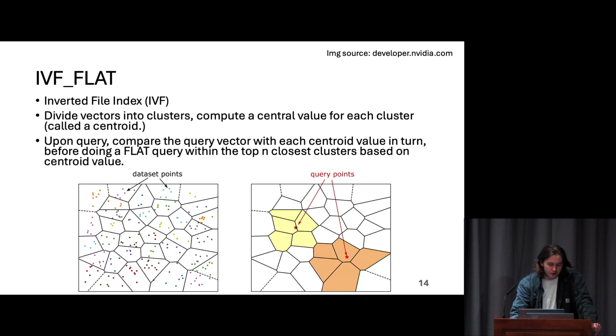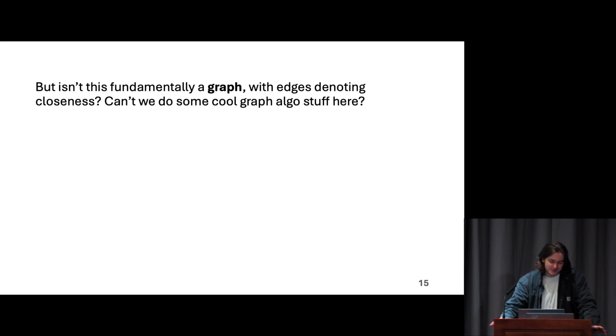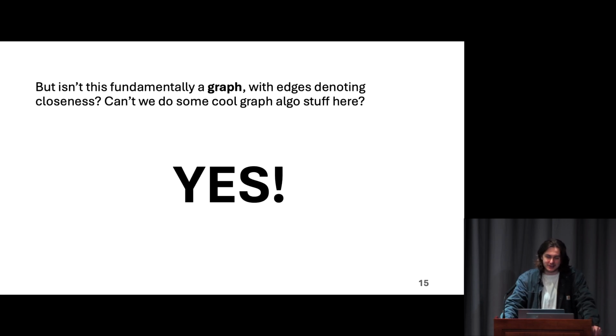But if we think a little harder about this, if we visualize all our vectors as points in space and they're similar to other points in space, isn't this kind of a graph? Isn't this sort of like a graph with edges being closeness? And if so, can we do some cool graph algorithm stuff? The answer is yes, we can. This was a leading question.